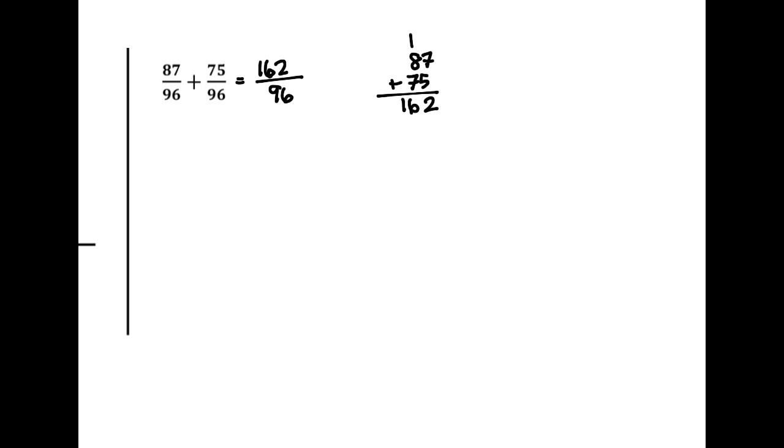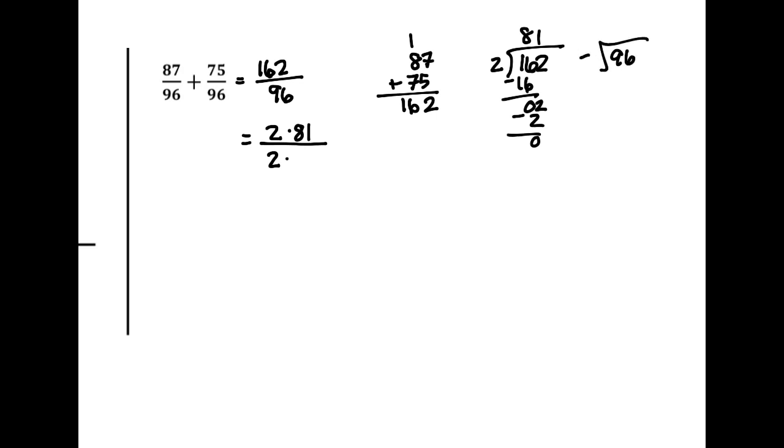Okay, I know that both of them are divisible by 2, so I'm going to start there. I'm going to do a 2 times something on the top and 2 times something on the bottom. If you can't do it in your head, then off to the side, do a division problem. So 81 on the top, and 48 on the bottom, and the 2's cancel.